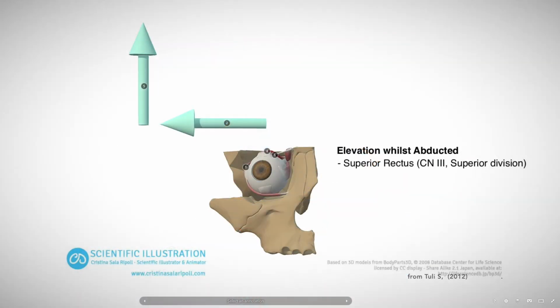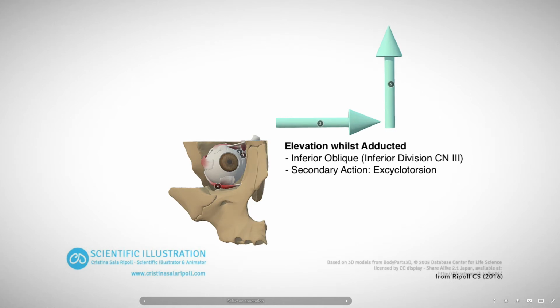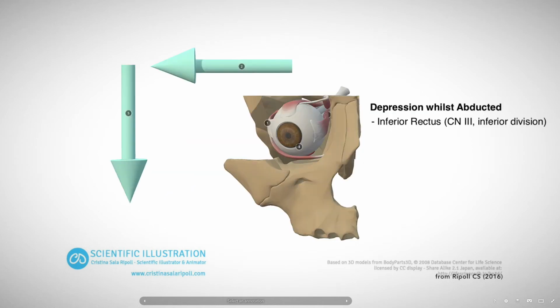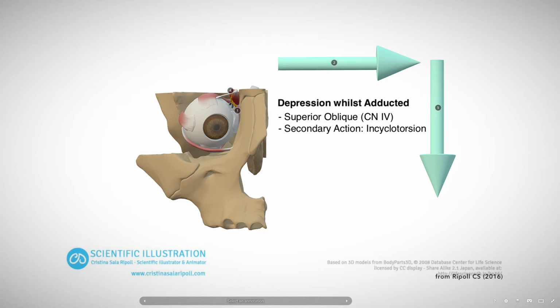In detail, elevation when abducted, performed by superior rectus, is innervated by oculomotor nerve. Elevation while adducted is performed by the inferior oblique, innervated by the oculomotor nerve. Depression while abducted is performed by the inferior rectus, innervated by oculomotor nerve. And depression while adducted is performed by the superior oblique, innervated by the trochlear nerve.